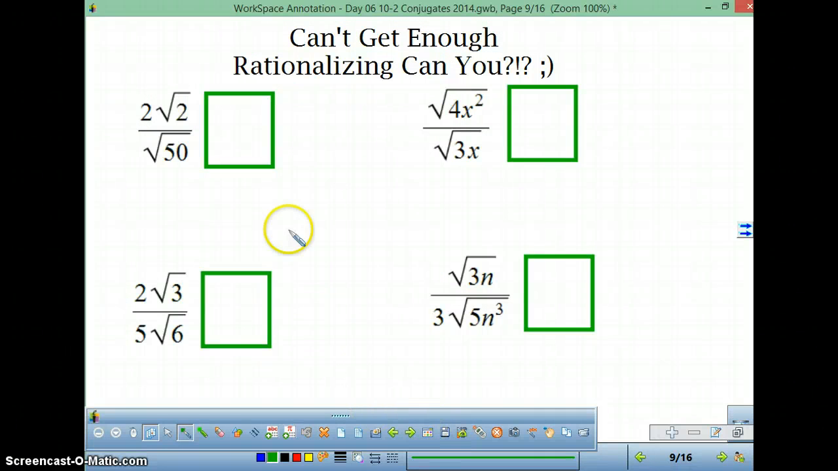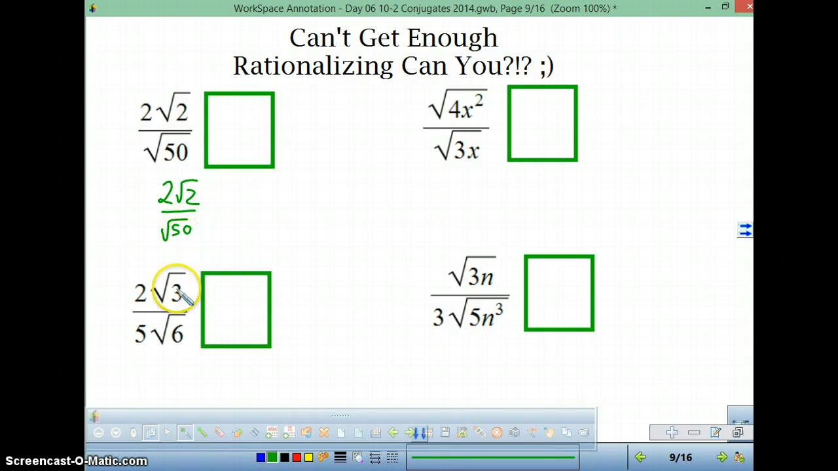All right, I'm going to give you a couple more of these. Let's try 2 root 2 over root 50. Okay. Let's go ahead and multiply by root 50 over root 50. You could simplify this first. There is a perfect square in it. I'm going to go ahead and just multiply by root 50 over root 50. I end up with 2 root 100 over square root of 50 squared.